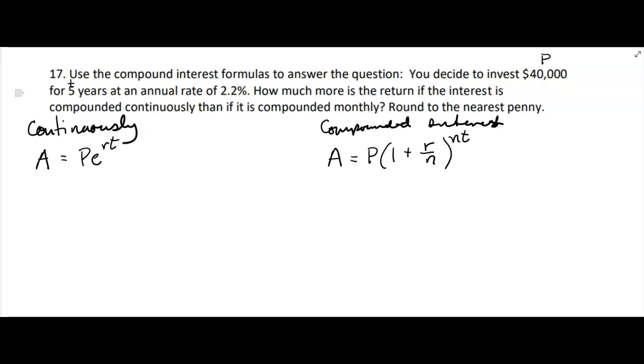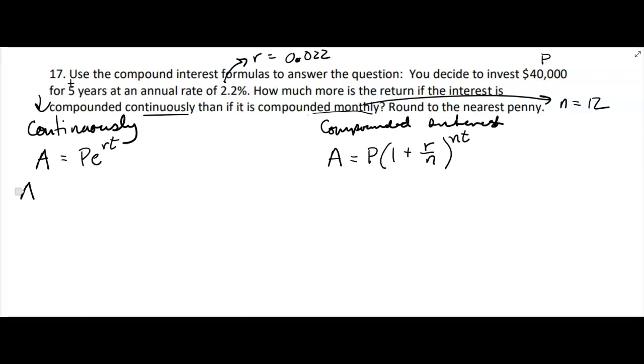At an annual rate. Okay, so where can I write that? The rate is going to be, you have to change it to a decimal, 0.022. Okay? How much more is the return if the interest is compounded continuously? So we'll use this formula for continuously, than if it's compounded monthly. If it's monthly, n equals 12. And we're going to round to the nearest penny. Okay, so we'll do the continuously first.